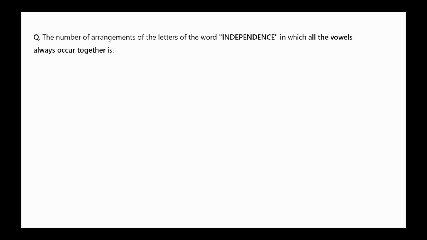Now let us look at this example. The number of arrangements of the letters of the word independence in which all the vowels always occur together. So first let us write down this word, independence. How many letters are here? 1, 2, 3, 4, 5, 6, 7, 8, 9, 10, 11, 12. So there are 12 letters in total. How many are vowels? My vowels are I, E, E, E and E. So I have altogether 5 vowels, in which one is I and I have 4 E's.